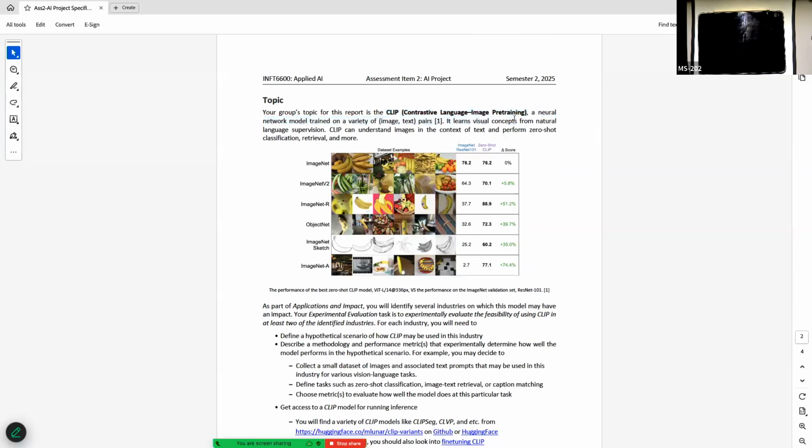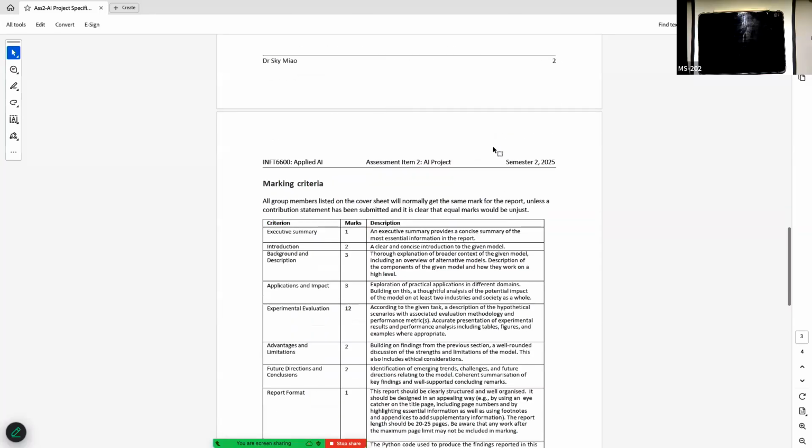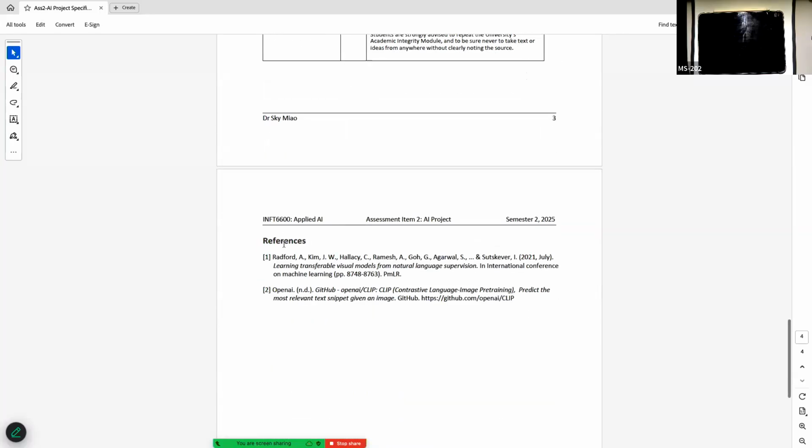But before that, I hope you can do some research about it. For this research, I actually provide some references. For example, this one is the original paper that proposed this model. As you can see, it's quite new, proposed in 2021, and it's very powerful. Maybe you're not clear about what it is, but after week 10, you will probably understand what I'm talking about.